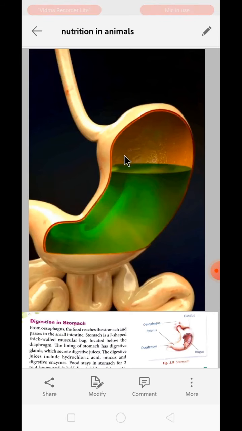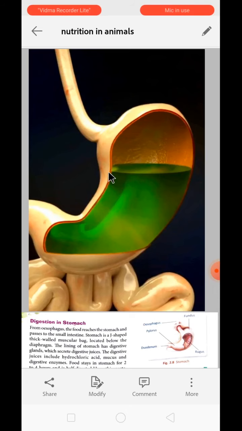Now, food stays over here for 3 to 4 hours and is half digested and becomes a thin paste-like structure because lots of HCl is also present over here. The stomach shows churning movement. Churning movement means first it contracts from this portion and this portion is relaxed. Okay, when this portion contracts, what will happen? This portion is in relaxed condition. In this way, the food churns inside the stomach and gets properly mixed with the acid and digestive juice.